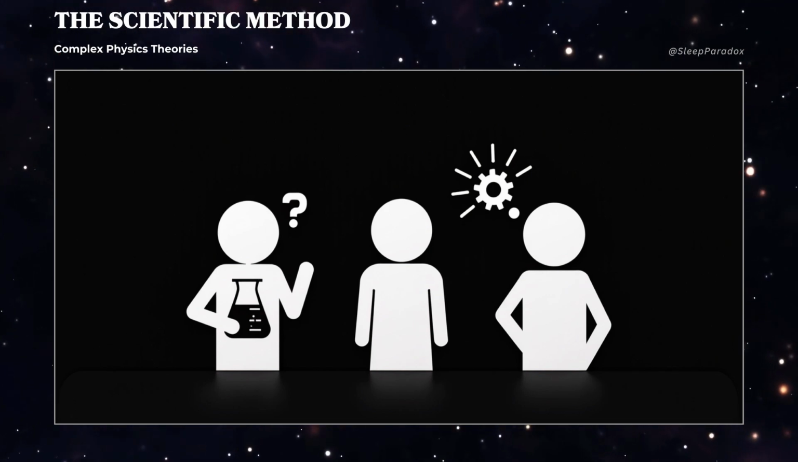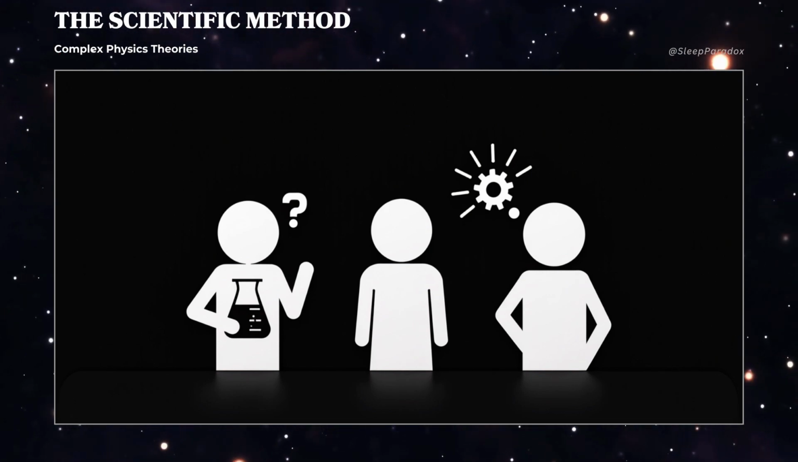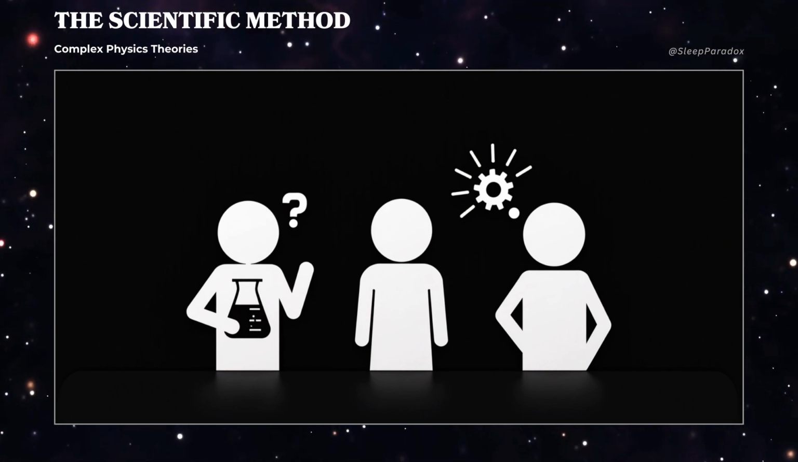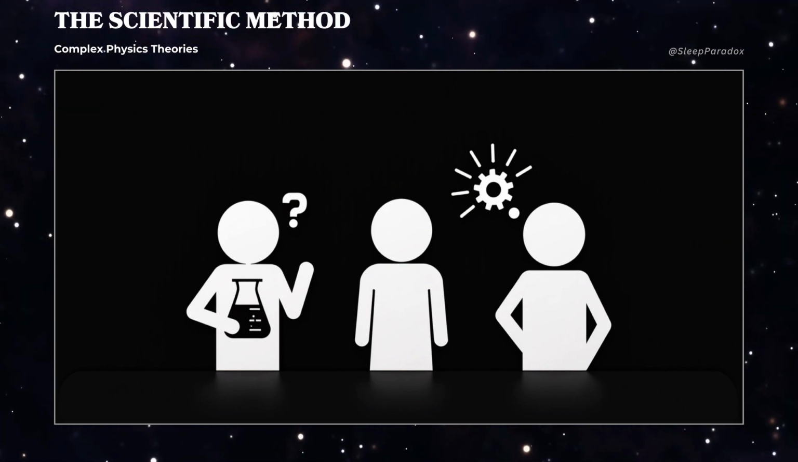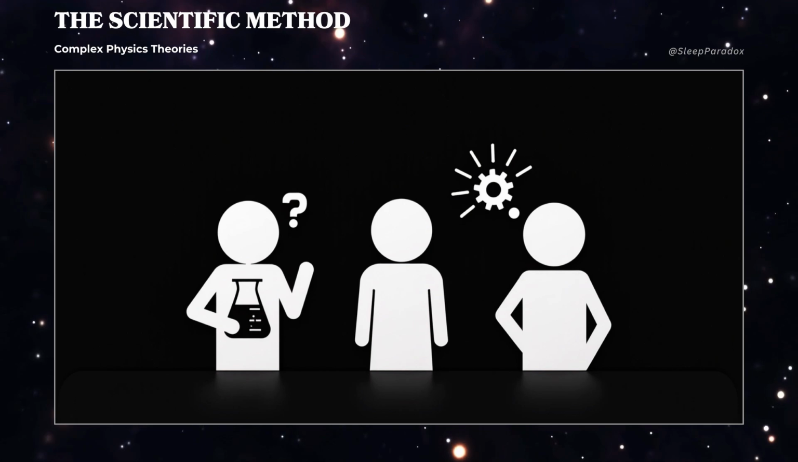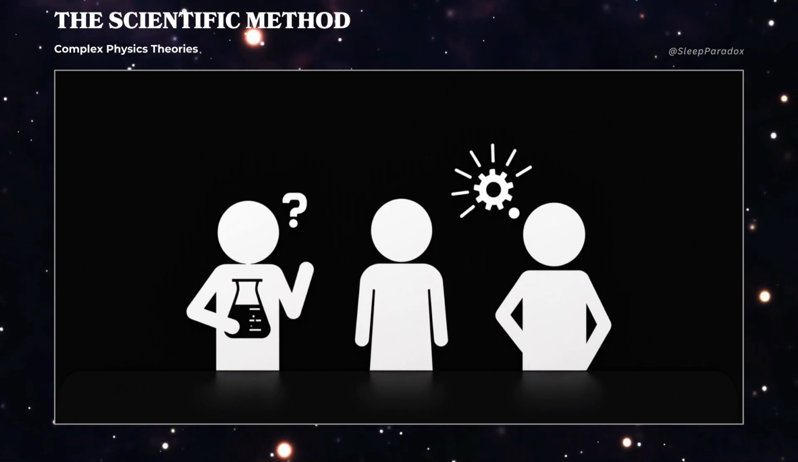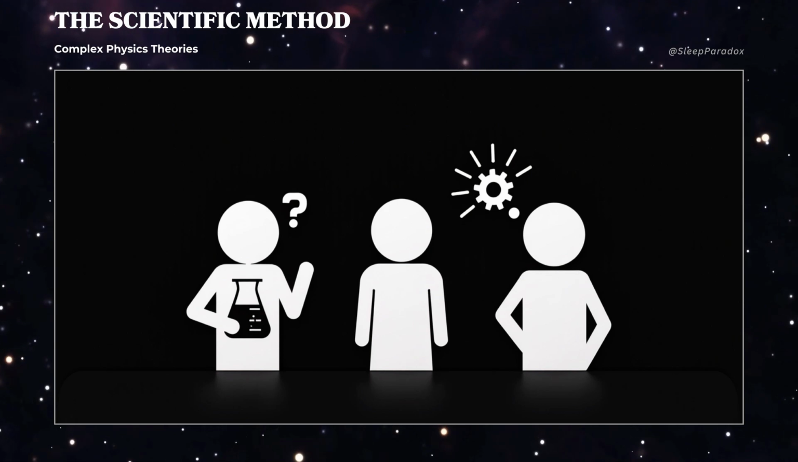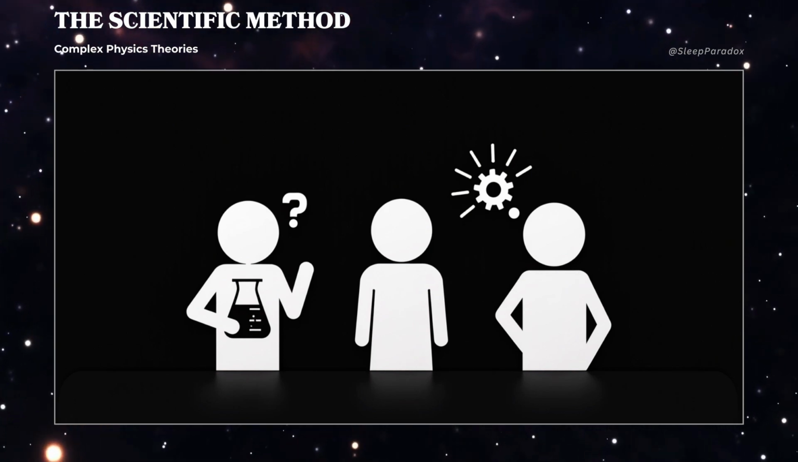The data collected during experiments are then analyzed. If the results support the hypothesis, it gains credibility. If not, the hypothesis may be revised or rejected. This process is iterative. Scientists may return to earlier steps, refine their ideas, and test again.